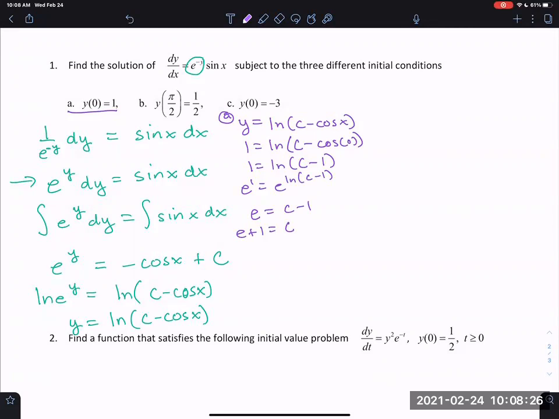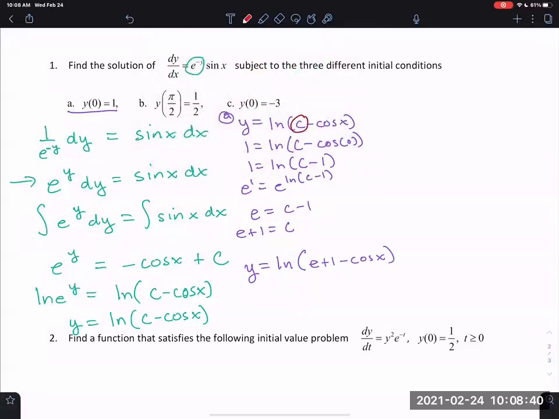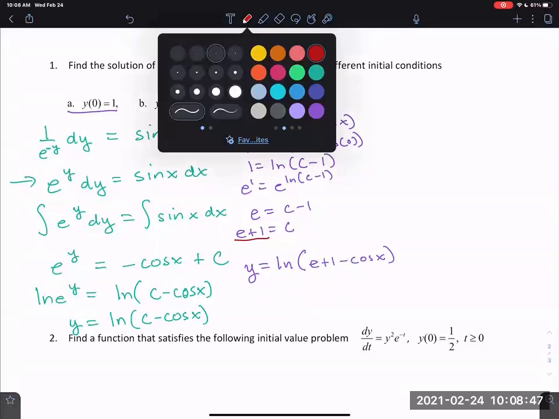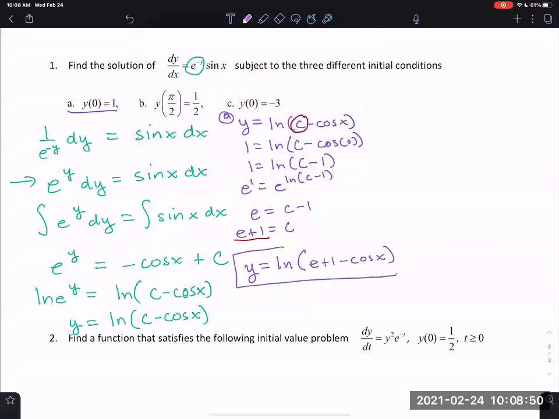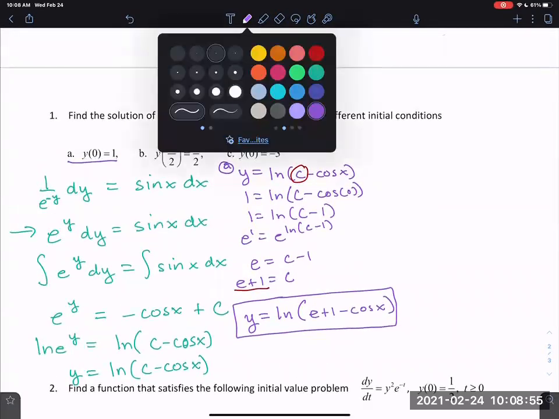So final answer for A. E plus 1 minus cosine x, right? I'm taking out c and I'm plugging in e plus 1. Okay, that's A. All right, let's go for B. Maybe after I do B, you could pause and you could try.